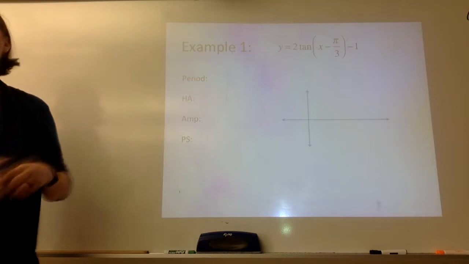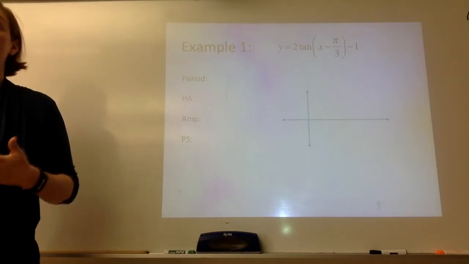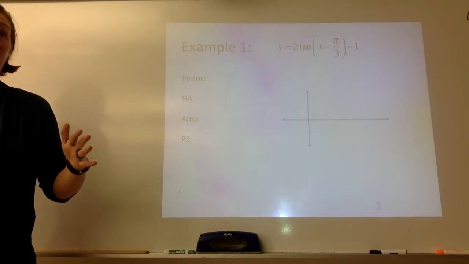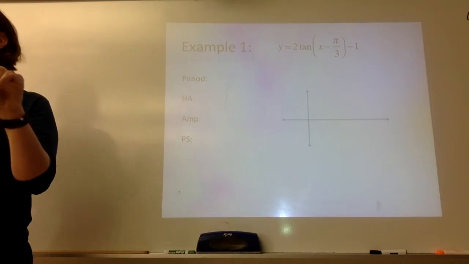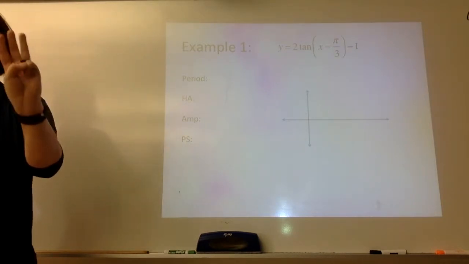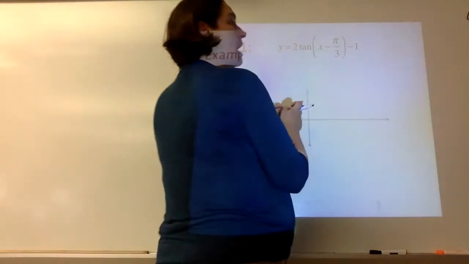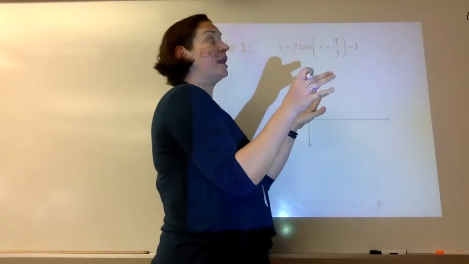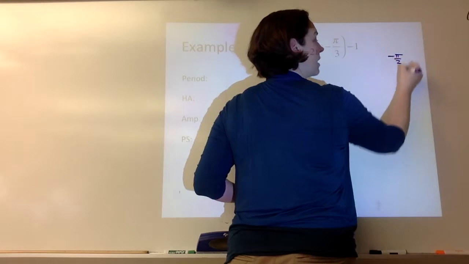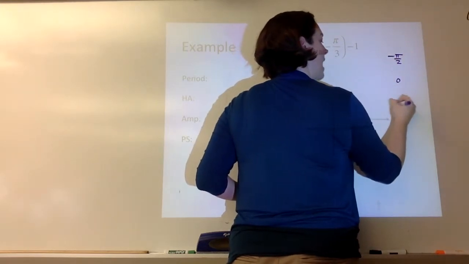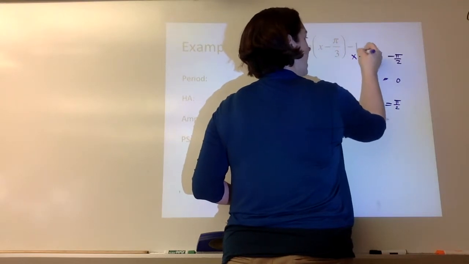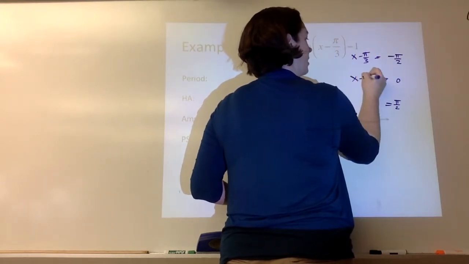If I look at tangent, how many key points does tangent have that you need to put on the x-axis? 1 key point and how many asymptotes? 2. So that's 3 key values along the x-axis. So what I would do, just like we've been doing with sine and cosine, is say, okay, at negative pi over 2, at 0, and at pi over 2, I'm going to set each of these equal to x minus pi over 3. Does this look familiar?